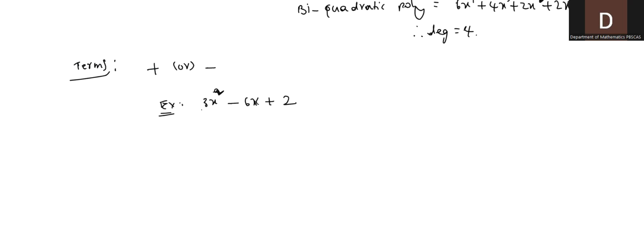And the next, types of polynomials. How many types of polynomials are there? There are types of polynomials based on their terms. So first, zero polynomial.